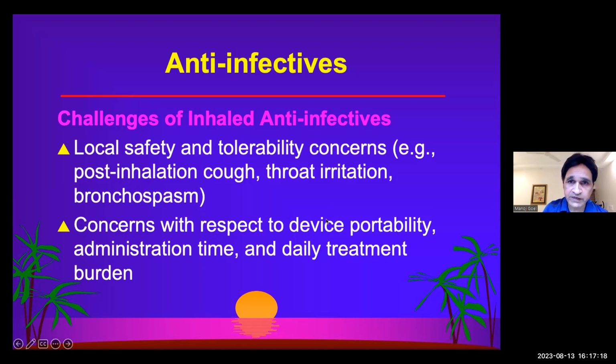There are also concerns with respect to device portability, administration time, and daily treatment burden. So the patient would require a nebulizer, and not only that, the administration time is very high. For example, tobramycin takes around 30 minutes for each nebulization, and he has to take that nebulization twice a day, and that too for months together, especially if you're treating a patient with bronchiectasis. So it may become a little cumbersome and may not be practically possible for all patients.